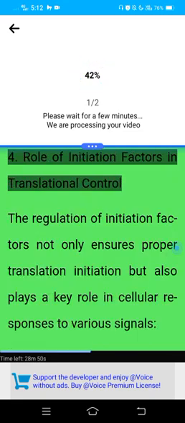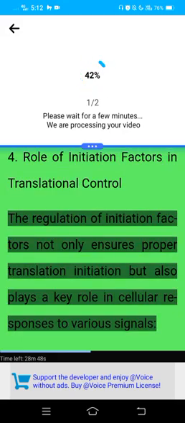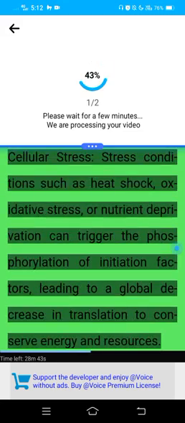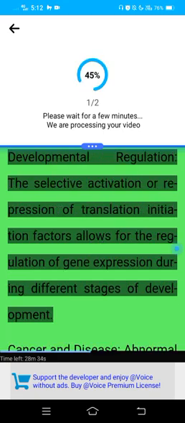4. Role of initiation factors in translational control. The regulation of initiation factors not only ensures proper translation initiation but also plays a key role in cellular responses to various signals. Cellular stress. Stress conditions such as heat shock, oxidative stress, or nutrient deprivation can trigger the phosphorylation of initiation factors, leading to a global decrease in translation to conserve energy and resources.